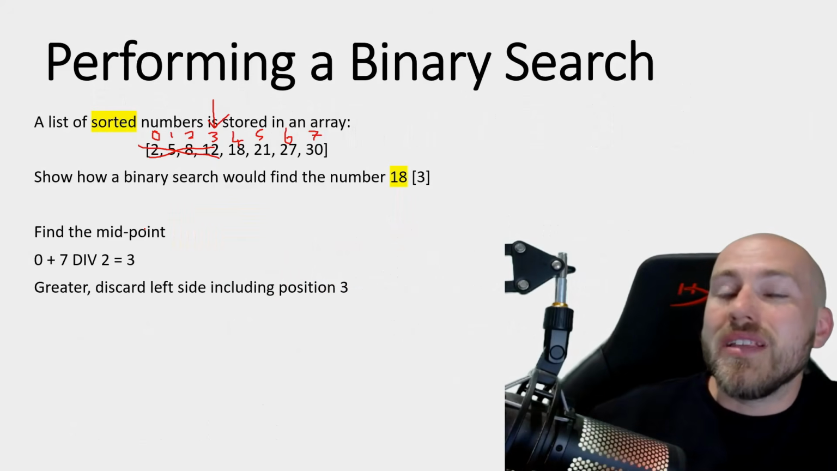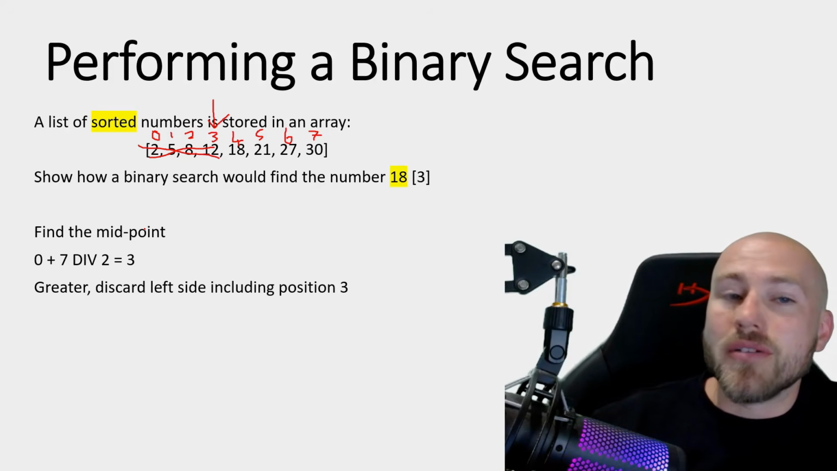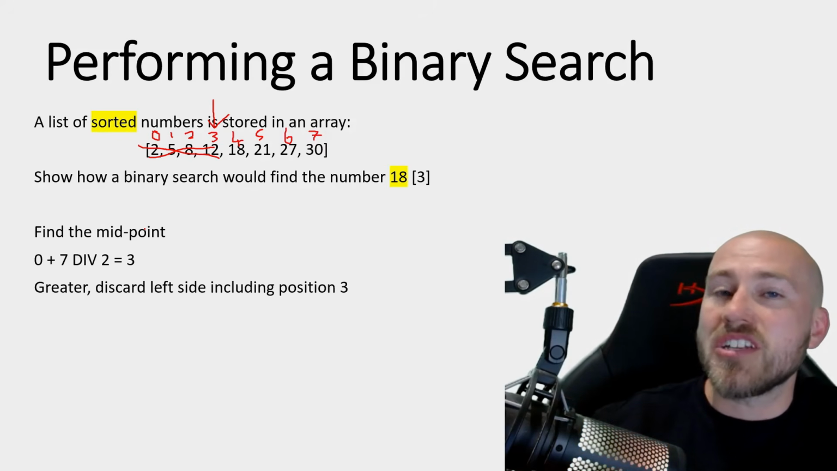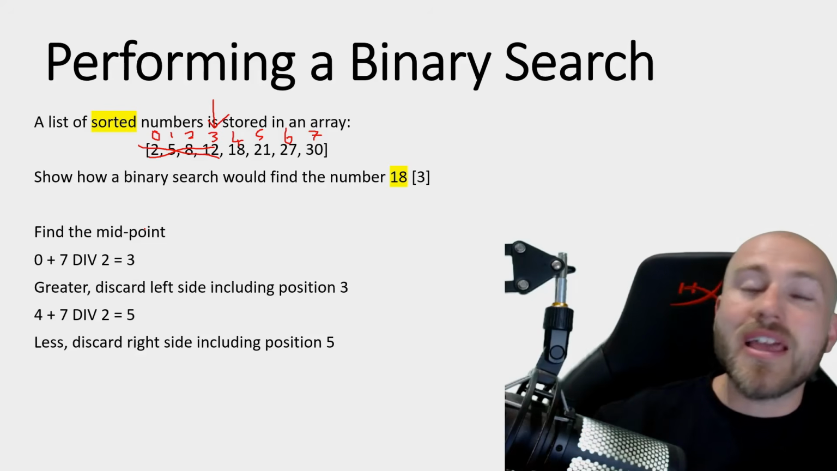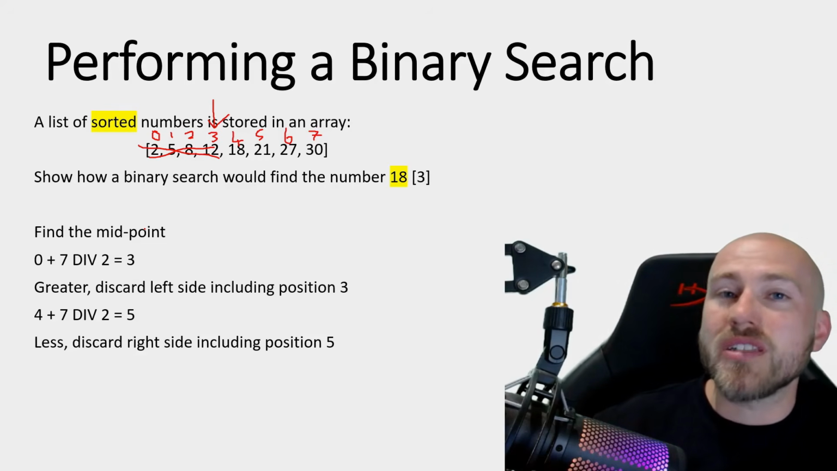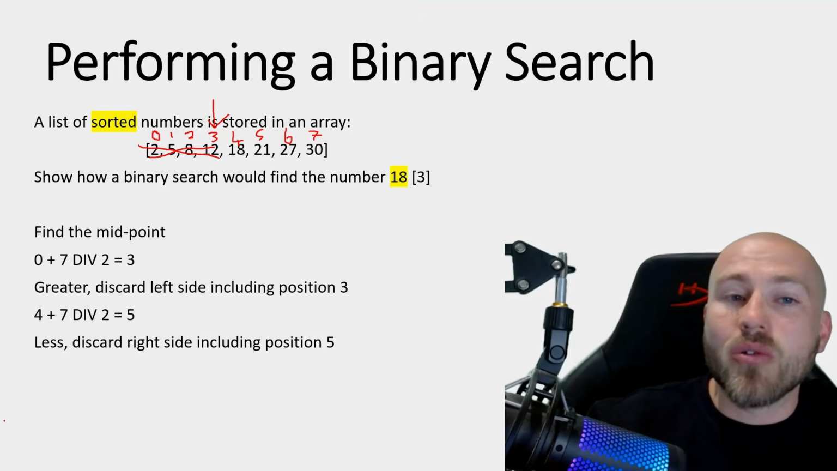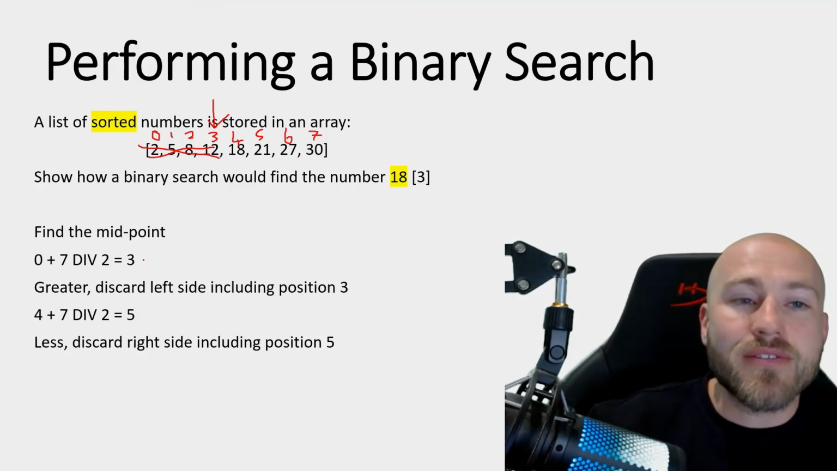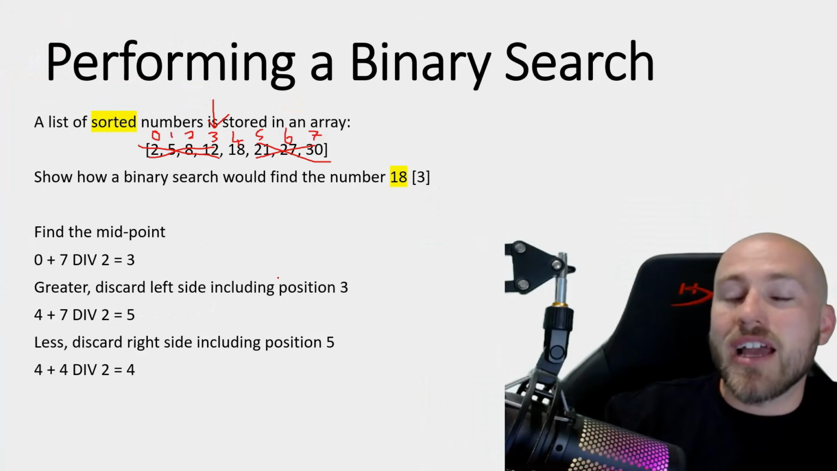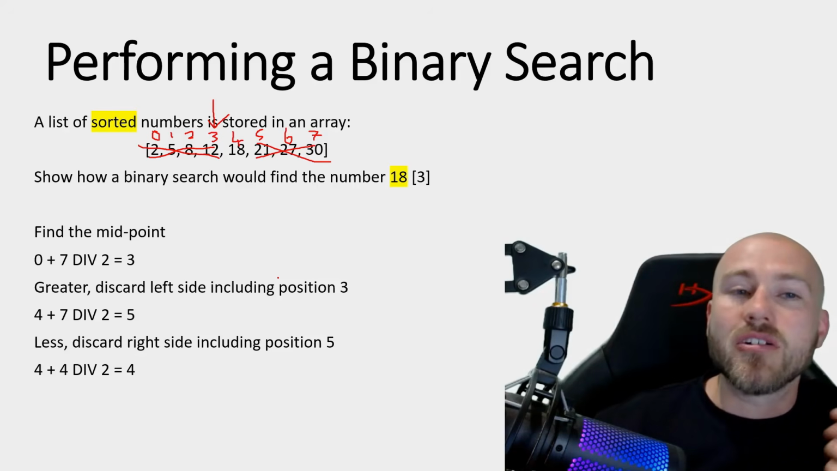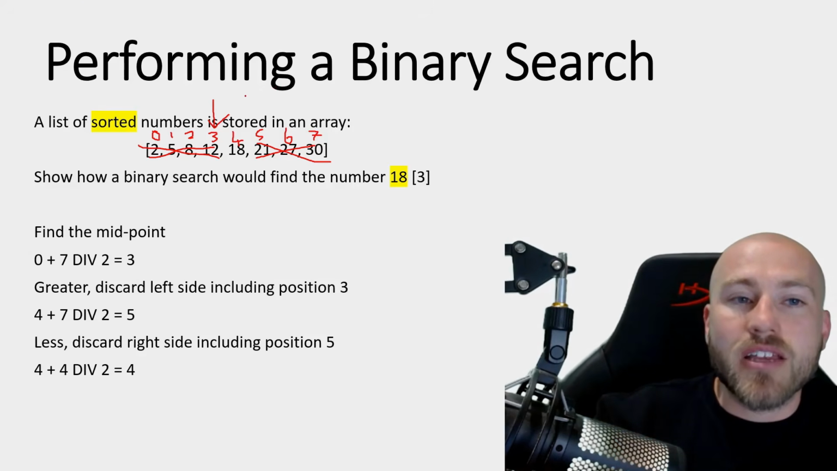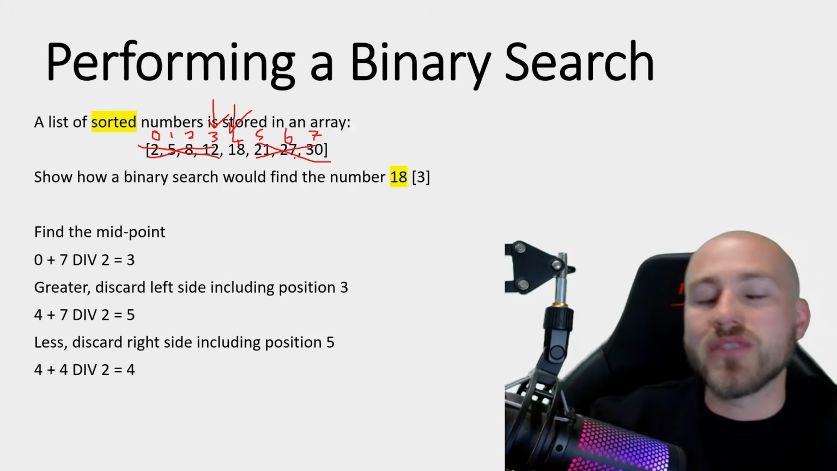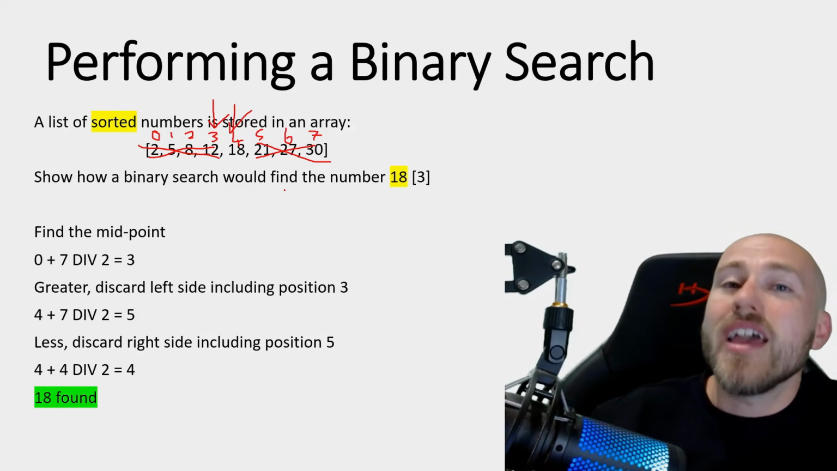Then all you've got to do is repeat the steps until you find what it is that you're looking for. So our new very left position is position 4, added to our very right position, which is position 7. Div 2 is going to give us 5. We know now that it's going to be less than what's in position 5, which was 21. So we're going to discard that whole side on the right, including position 5. At this point, we've only got position 4. That is both our left and right side now. So 4 add 4 gives us 8. Div 2 is going to give us 4. So finally, we are pointing at the position where we wanted to find our data. So you could just write 18 has been found.